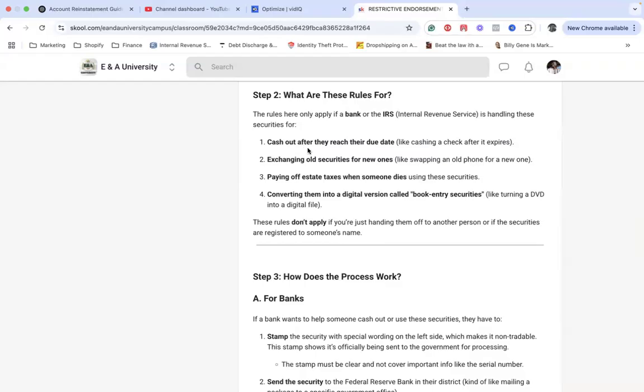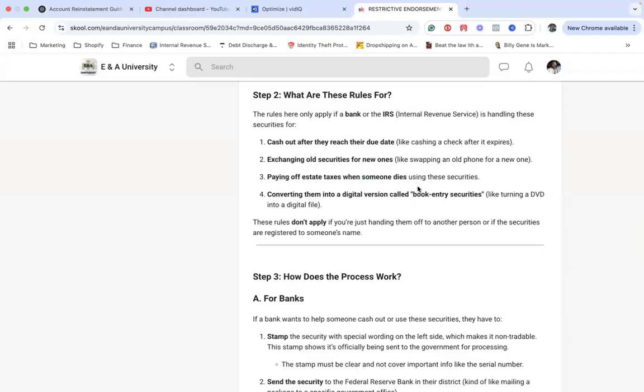So that's what it's talking about, right? Also exchanging old securities for new ones. It's like swapping an old phone for a new one, right? Paying off estate taxes when someone dies using these securities. So literally, if you're the beneficiary of an estate, if somebody dies and you're the beneficiary, you can pay off all of their dues using this stuff, guys.